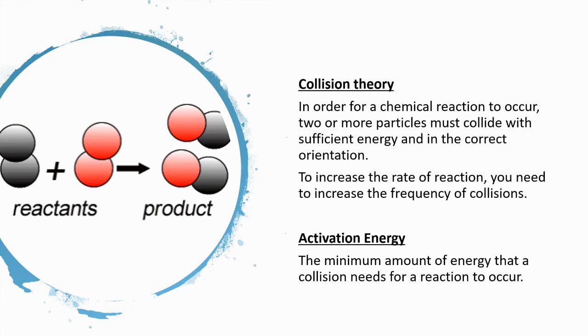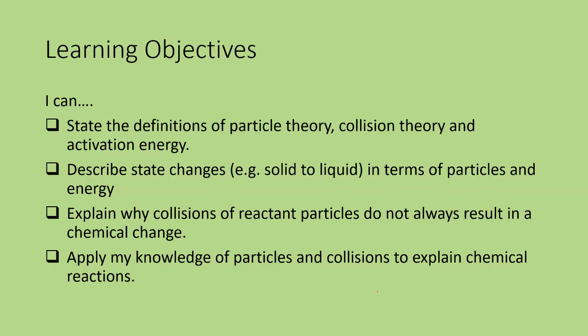So, this is the definition you need to remember. In order for a chemical reaction to occur, two or more particles must collide with sufficient energy and in the correct orientation. To increase the rate of reaction, you need to increase the frequency of collisions. Another way of putting that is collisions per second. And activation energy is the minimum amount of energy that a collision needs for a reaction to occur.